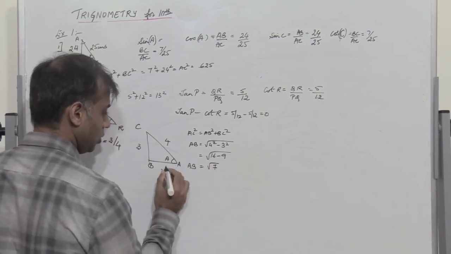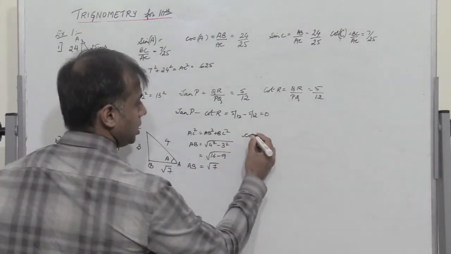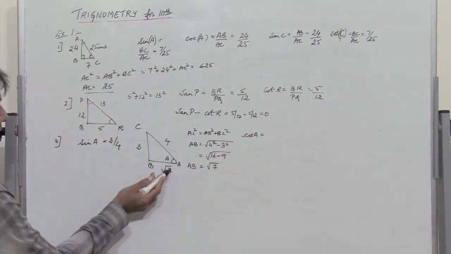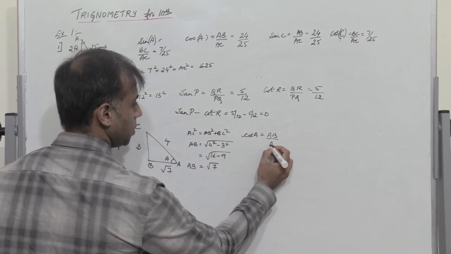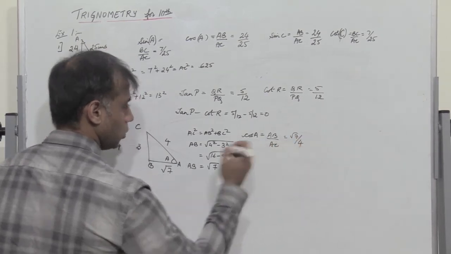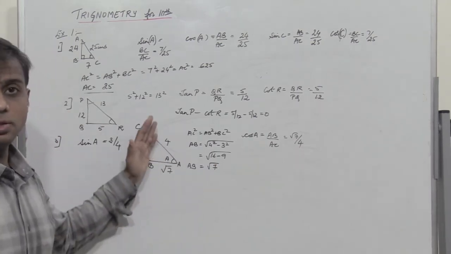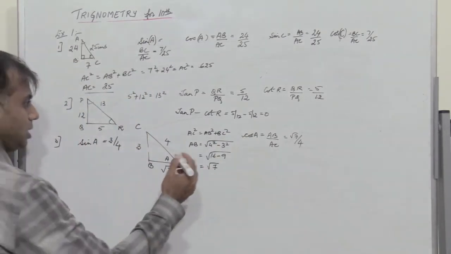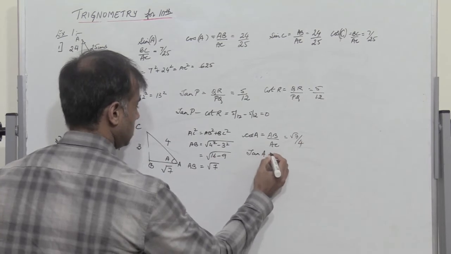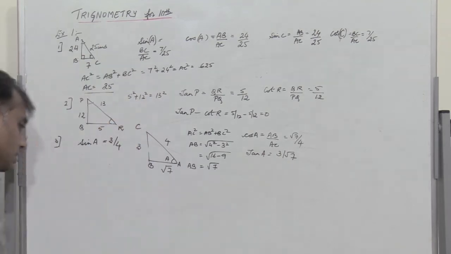So now the value of AB is root 7. After having known the value of AB, we can find the others. So we need to find cos A. What is cos A? Cos A is adjacent side by hypotenuse, which is AB divided by hypotenuse AC, which is root 7 by 4. Right? So once the sides of the triangle are known, we can find any trigonometric ratio. Next we need to find tan A. Tan A is opposite side by adjacent side, which is 3 by root 7, right?